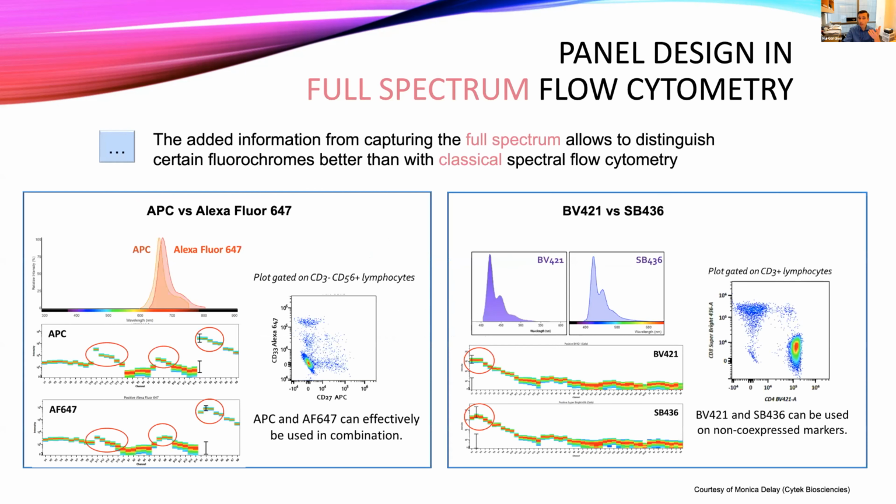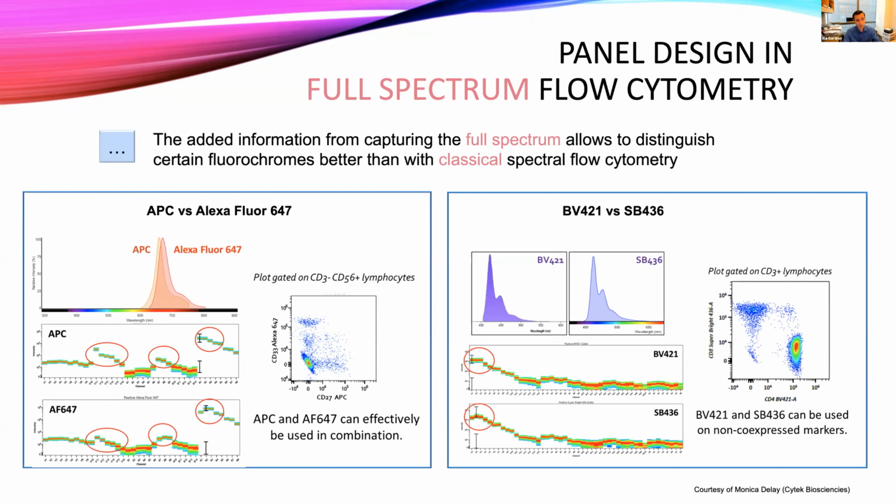Now, the important thing is with full spectrum flow cytometry, since we have more information from the fluorochromes, like I said, worst case scenario, we're in the same conditions as classical flow cytometry, but in the best conditions, we can actually go a bit further. And here are just two examples from a slide that I borrowed from Monica Delay, which I acknowledge and thank her for allowing us to use these slides.